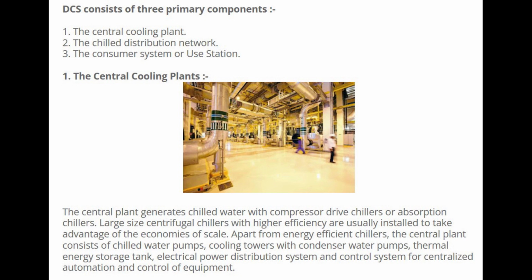Number 1. The central cooling plant. The central plant generates chilled water with compressor-driven chillers or absorption chillers. Large-size centrifugal chillers with higher efficiency are usually installed to take advantage of the economies of scale. Apart from energy-efficient chillers, the central plant consists of chilled water pumps, cooling towers with condenser water pumps, thermal energy storage tank, electrical power distribution system, and control system for centralized automation and control of equipment.